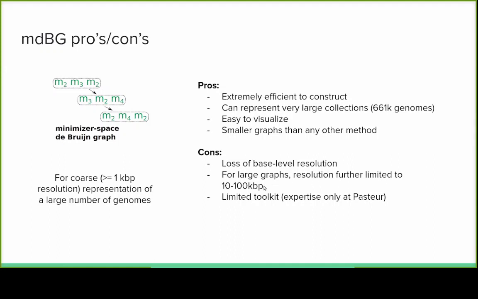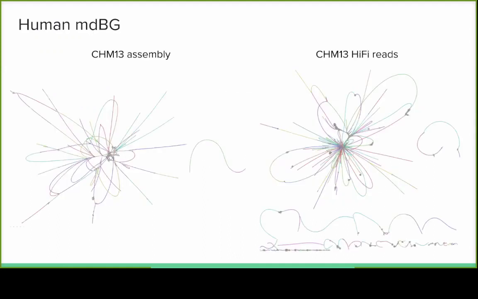For a large graph, for instance, for this collection, the resolution, which means the span in terms of base pairs of a node, is in the order of 10,000 to 100,000 base pairs. So each node of the graph represents 100,000 base pairs. The toolkit is very limited because we are the only group who really work on it so far. But, so these are some visualizations of human MDBGs.